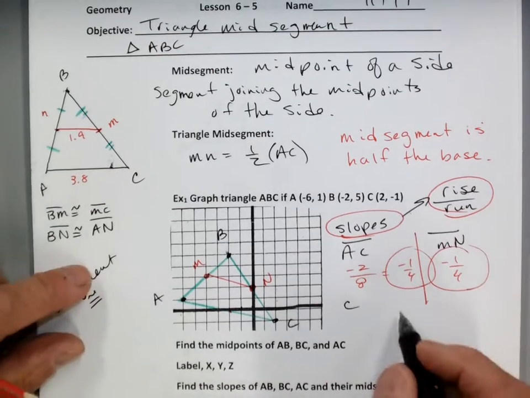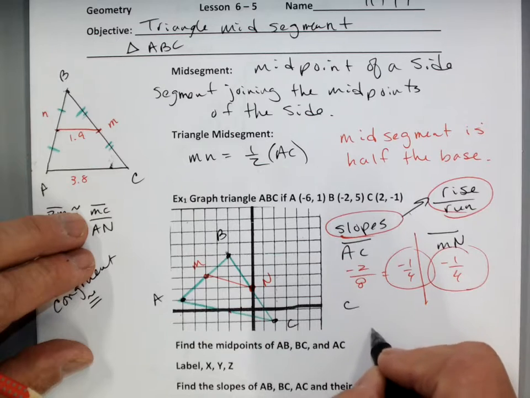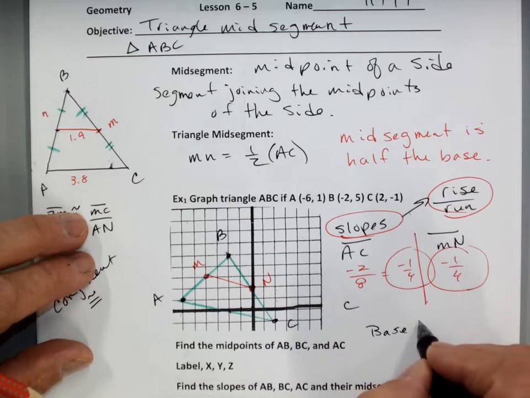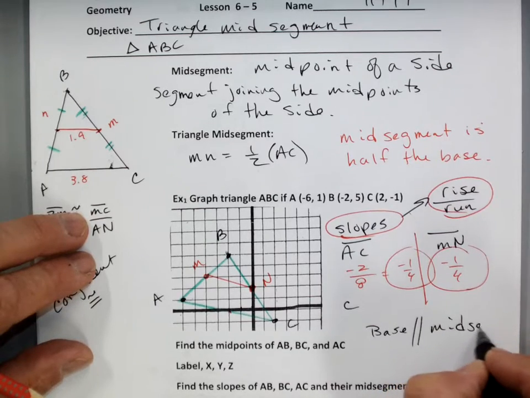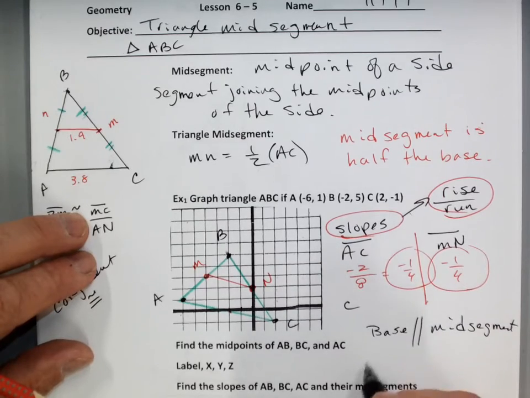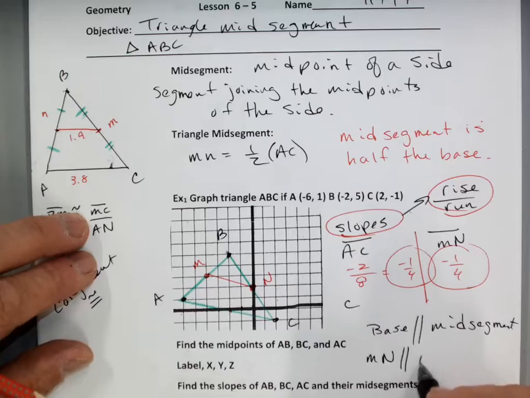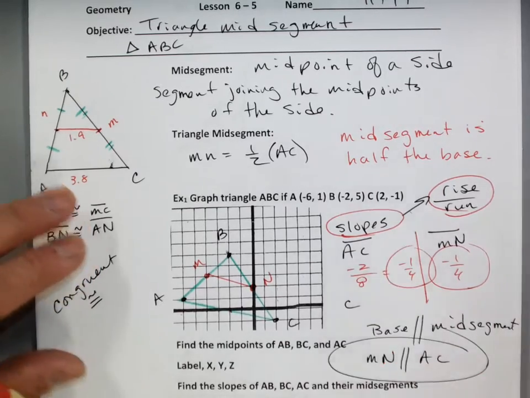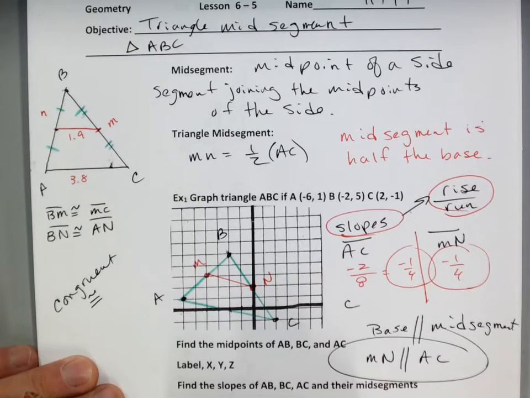I know that the mid-segments are also parallel. So the base is parallel to the mid-segment. Okay, there we go. So I can say that MN is parallel to AC because they have the same slope. So I did the slope. Slopes were -1/4 and also -1/4.